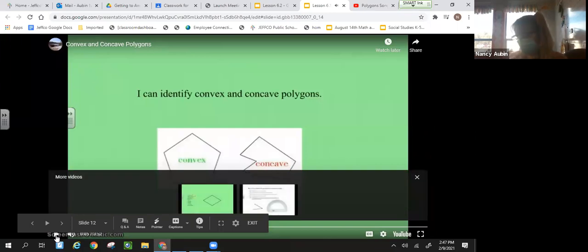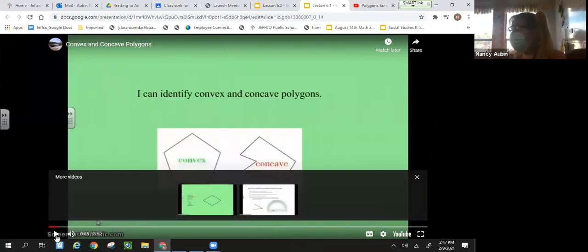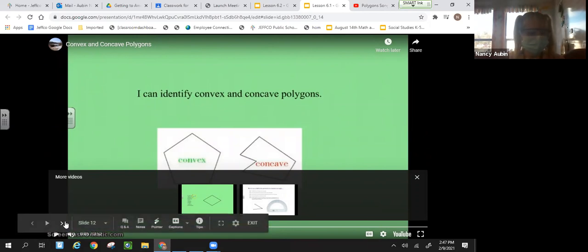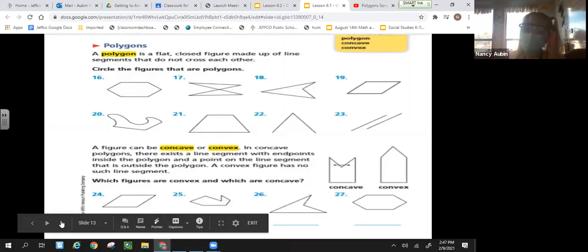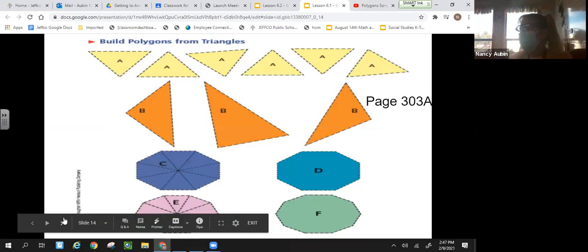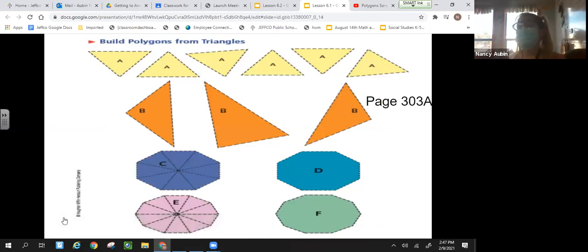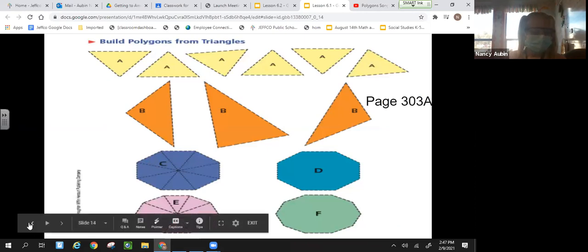Who can tell me the difference between convex and concave? Madison. So the convex doesn't go in, and the concave goes in. Goes in like you're going into a cave. That's the best way I can help you describe it.